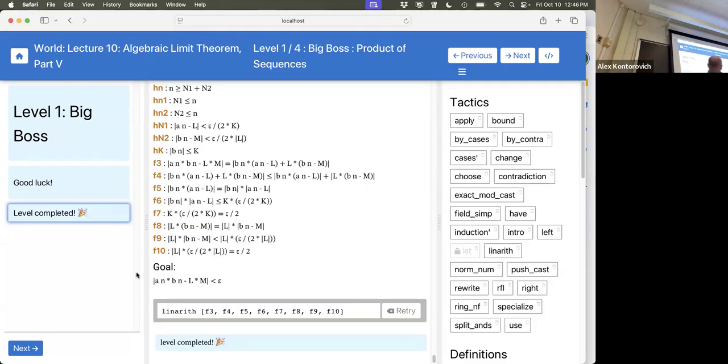Why does it accept F6? Because Bn is less than or equal to K, but An minus L is strictly less than. What do you mean, why does it accept F6? Oh, wait. This is less than or equal to epsilon over 2, but this one is strictly less than epsilon over 2. And it knows how to put those two together. I need a strict inequality somewhere, and then the possibility of equality is broken.